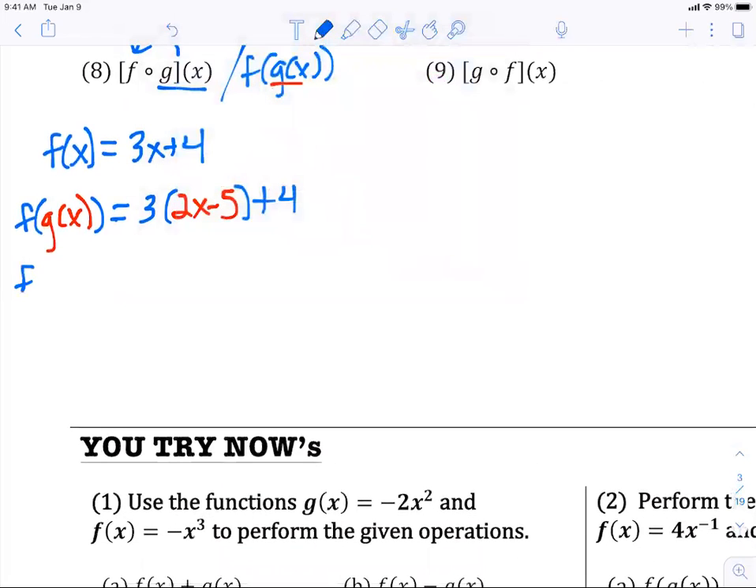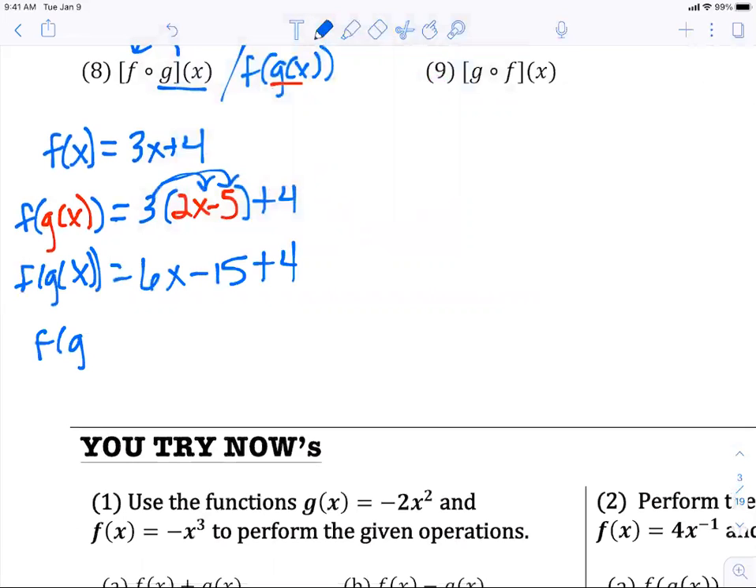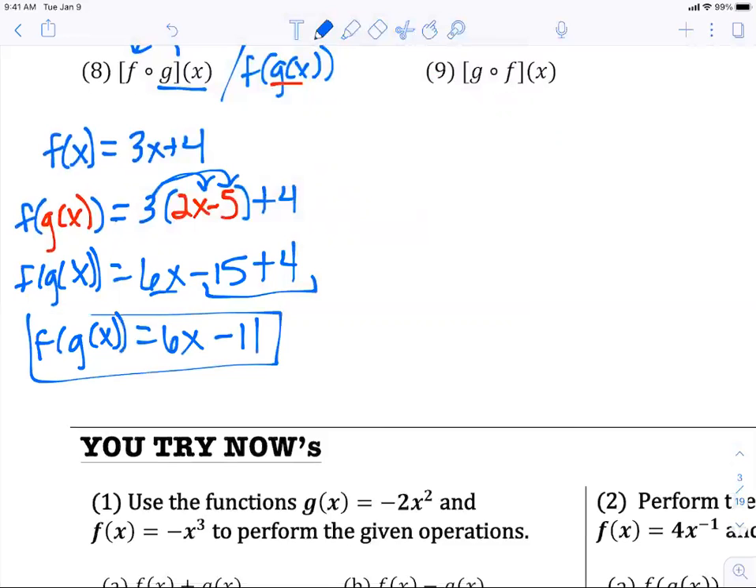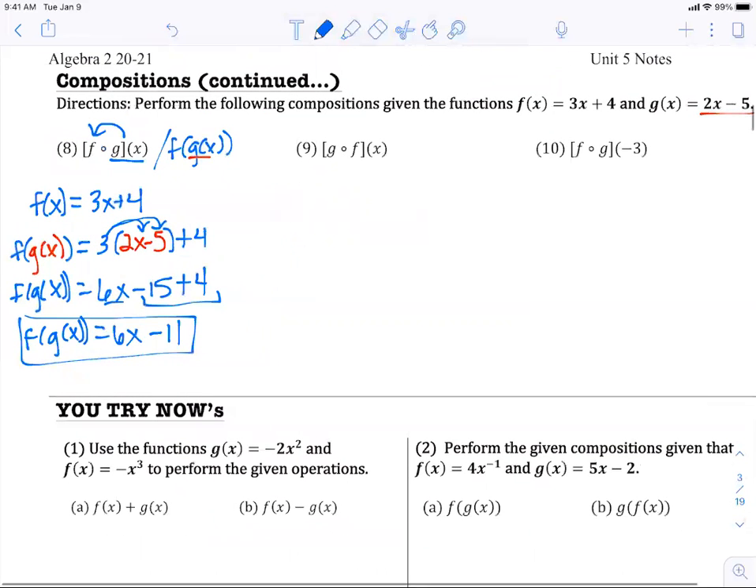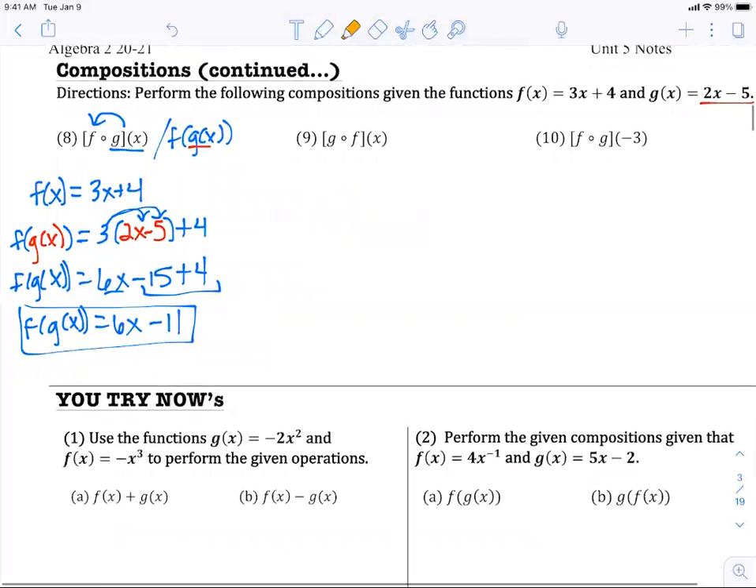So if I'm going to find f of g of x, we're going to distribute that 3. 3 times 2 is 6x. 3 times negative 5 is negative 15. And final answer: bring down the 6x. There are no other variable terms, and negative 15 plus 4 is going to be negative 11. So I just found f of g of x. What I want you to do now is try number 9 and number 10. So pause your video now and give them a shot.